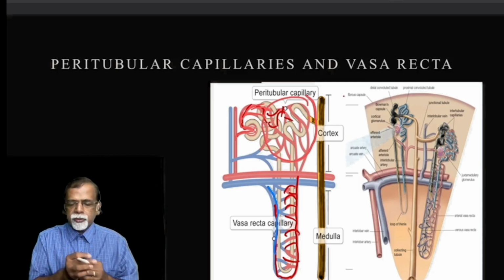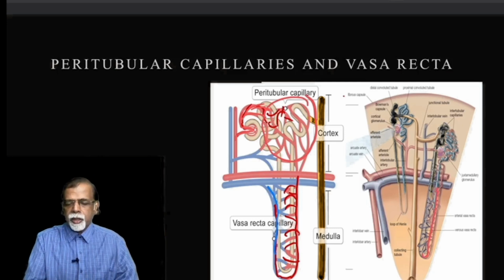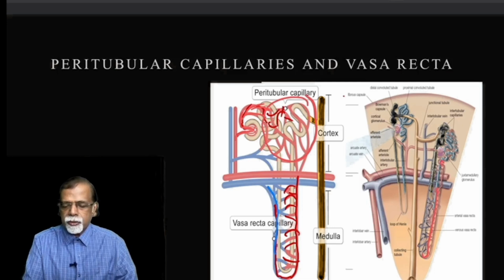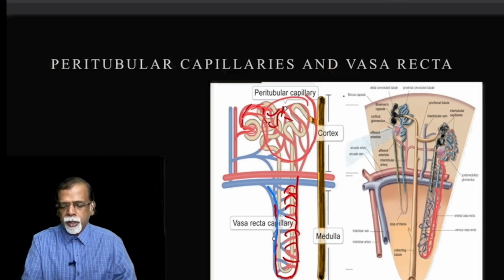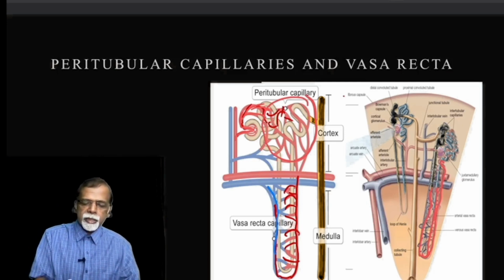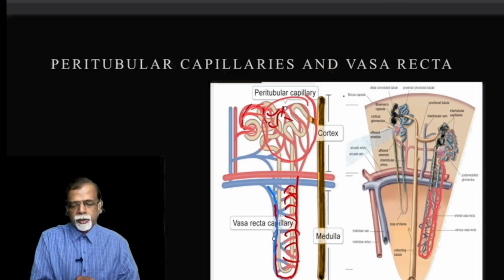In the case of the juxtamedullary nephrons, you can see the loop of Henle going deep into the medulla, and the efferent arteriole also follows it. There is a straight arteriole and a straight vein. These are called vasa recta capillaries. Vasa recta means straight vessel.